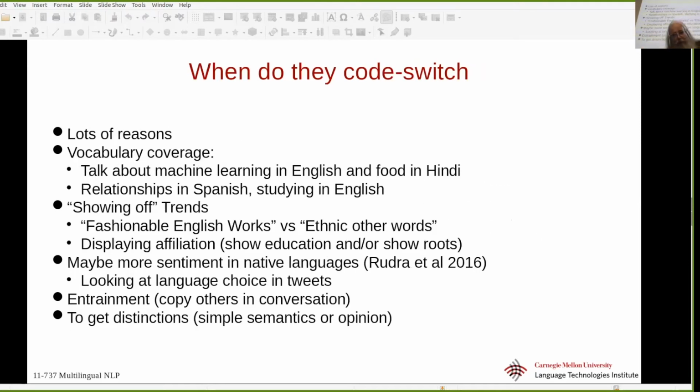Okay. When do they code switch? Well, there's lots of reasons, and that's one of the things that would be quite interesting to look at further, and hopefully in the discussion we'll get a chance to do some of that. Sometimes it's vocabulary. So, you know, if you're talking about Hindi food, you probably don't want to translate it into English. You just want to use the Hindi name for it.